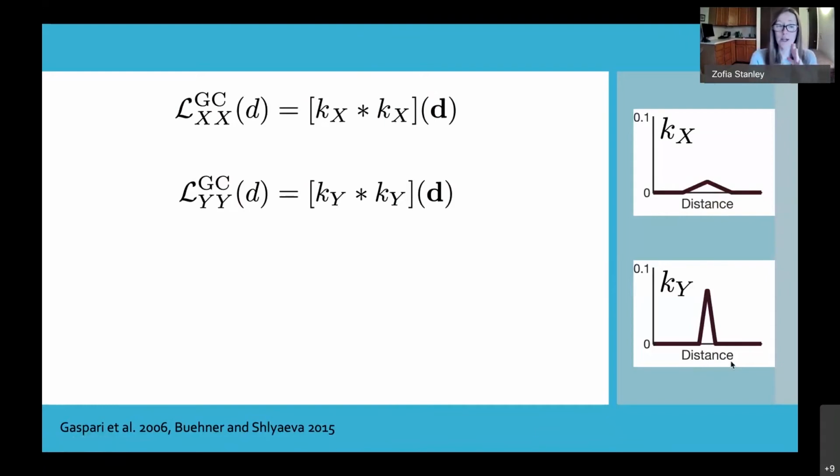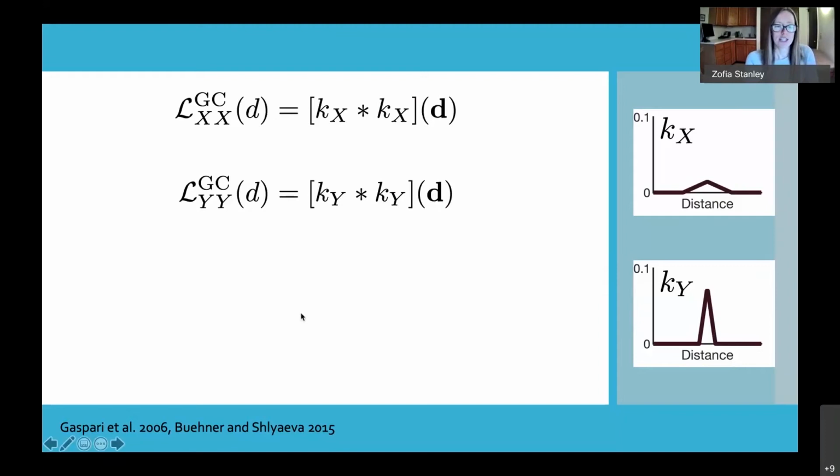And so the localization function with the shorter localization radius has a kernel that's narrower, and the localization function with the longer localization radius has a kernel that's wider. The difference in height is just due to normalization. So we normalize it so that the value of both of these localization functions is 1 at distance 0. And so that's the only difference in height there.